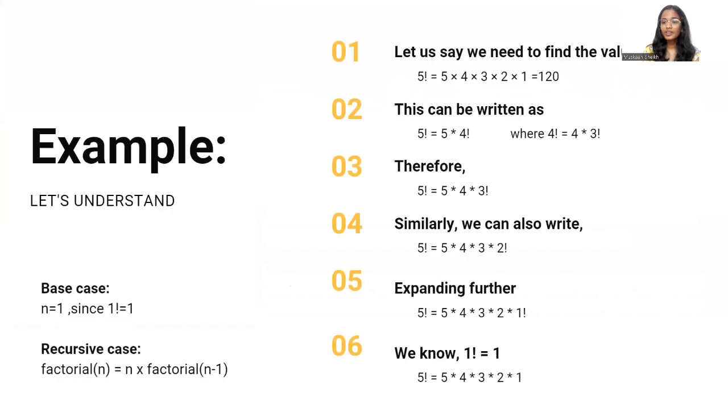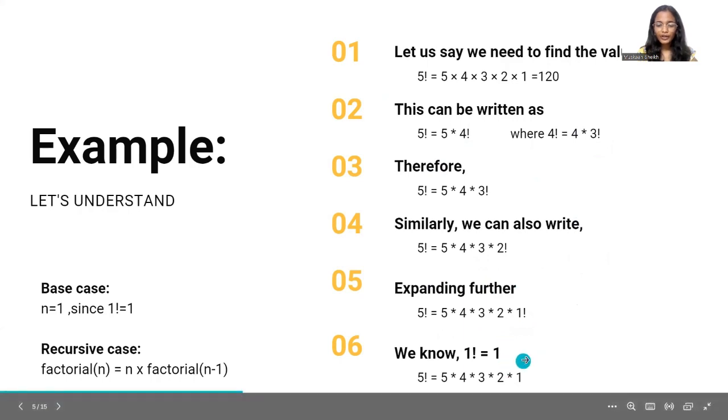Let's understand this with an example. Let's say we have to find the value of 5 factorial. We know that 5 factorial is 5 into 4 into 3 into 2 into 1. But this can also be written as 5 into 4 factorial, where 4 factorial is nothing but 4 into 3 factorial. That means this expression can be written as 5 into 4 into 3 factorial. Similarly, this can further be written as 5 into 4 into 3 into 2 factorial, expanding further to 5 into 4 into 3 into 2 into 1 factorial. We know that 1 factorial is 1, therefore we get this expression.